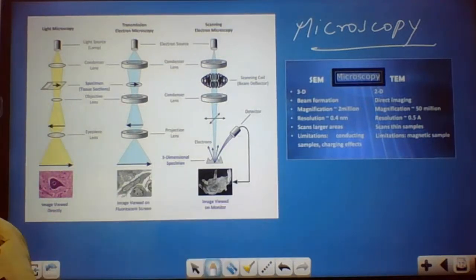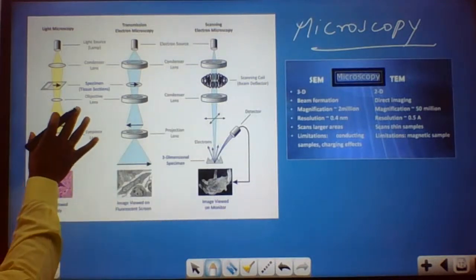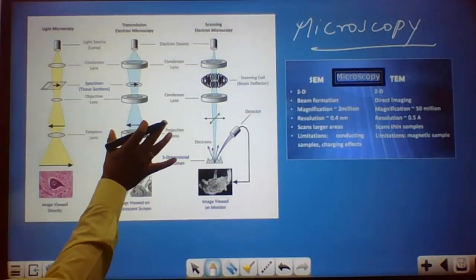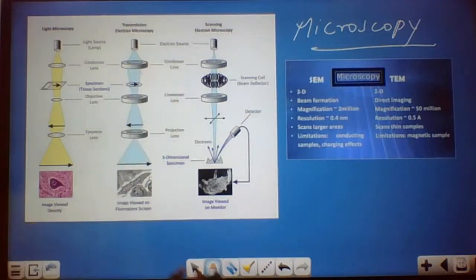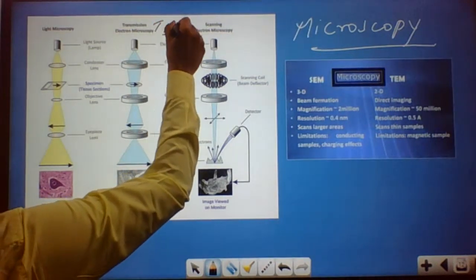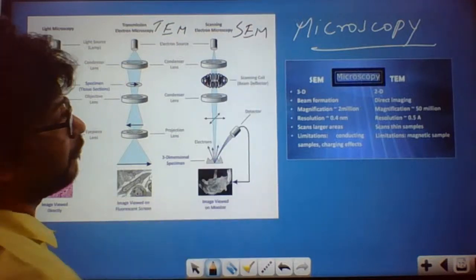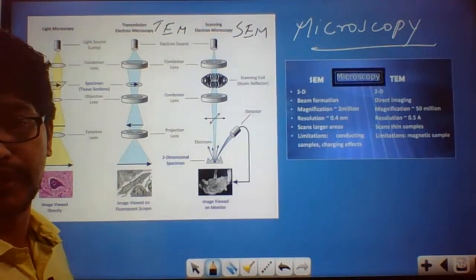Coming to the types of microscopes, we'll discuss. Here I classified the main types of microscope: light microscope. Here we have the transmission electron microscope, which we simply call TEM, which stands for transmission electron microscope. And this is the scanning electron microscope. Of course, I'll be giving the classification of microscopes.